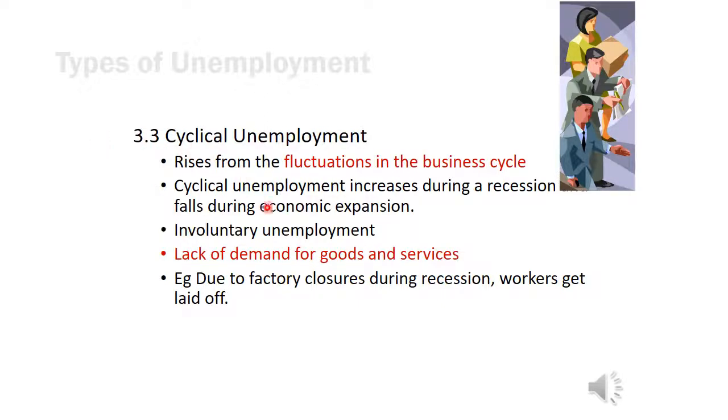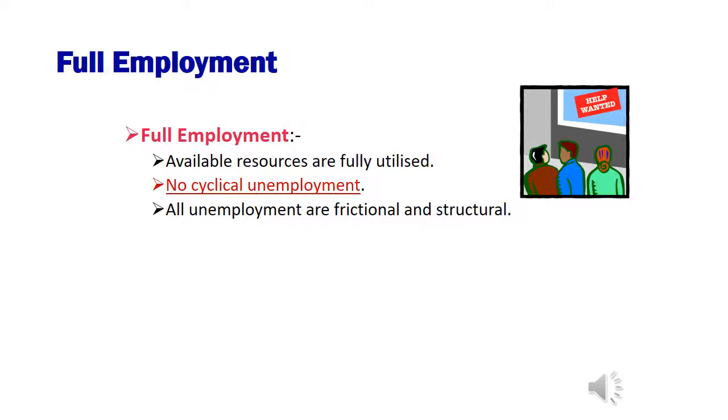Now, cyclical unemployment is identified on the AD-AS diagram whenever you see a recessionary gap. It happens only when there's a recession, when people are let off involuntarily. They can work, they've got the right experience, but they lose their job because the economic climate is bad. In a situation where there's full employment, all available resources are fully utilized, there is no cyclical unemployment. Cyclical unemployment only happens in a recession.